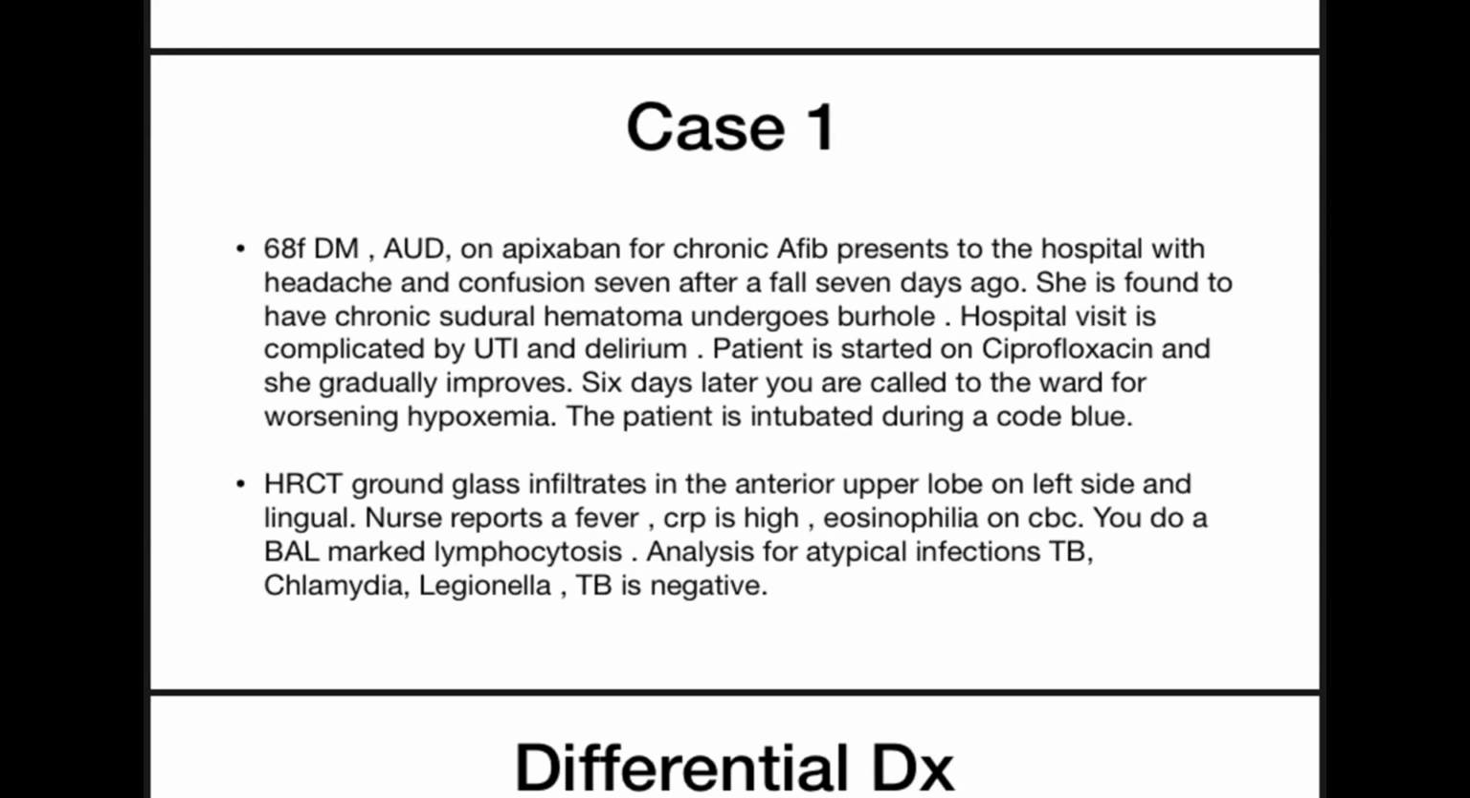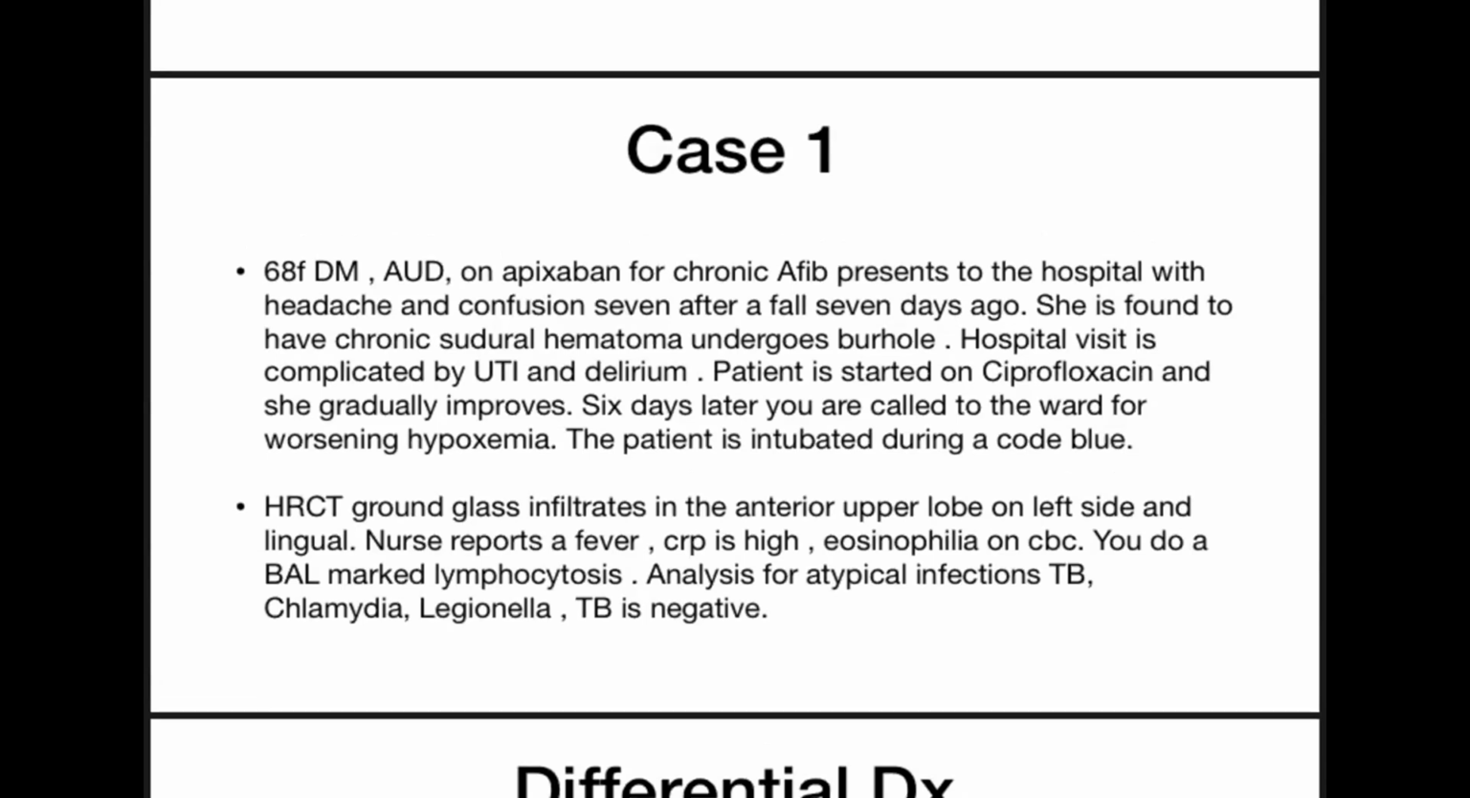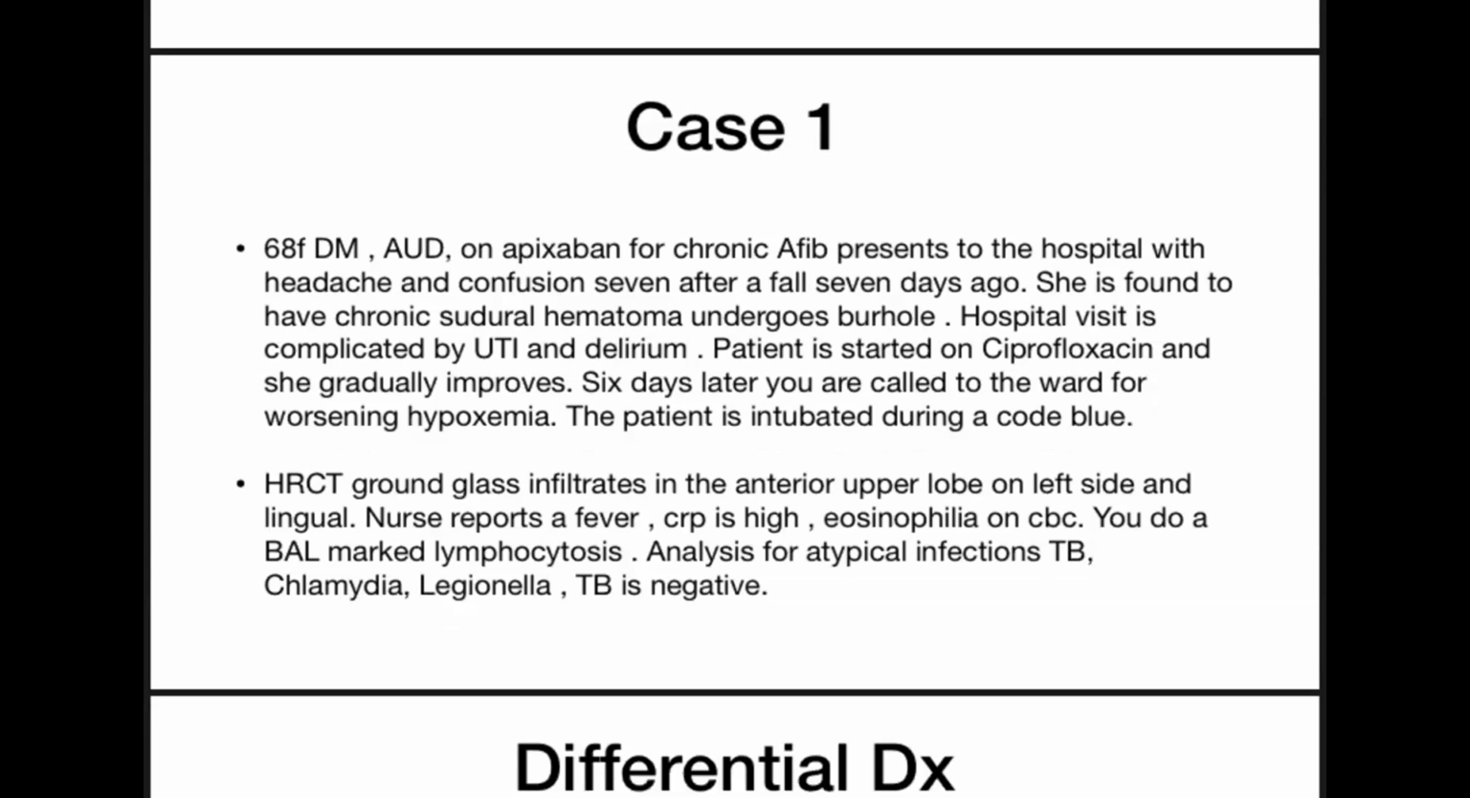So here I have a 68-year-old female who has diabetes mellitus type 2 and alcohol use disorder. She is on apixaban, which is an anti-Xa, for chronic AFib. She presents to the hospital with headache and confusion 7 days after a fall. She's found to have a chronic subdural hematoma. She undergoes a burr hole. Her hospital visit is complicated by UTI and delirium. The patient is started on ciprofloxacin and gradually improves.